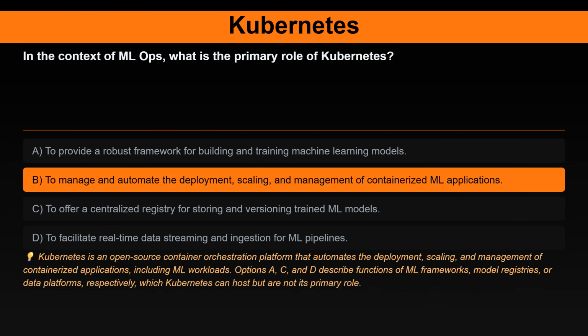The correct answer is to manage and automate the deployment, scaling, and management of containerized ML applications. Here's the explanation. Kubernetes is an open-source container orchestration platform that automates the deployment, scaling, and management of containerized applications, including ML workloads. Options A, C, and D describe functions of ML frameworks, model registries, or data platforms, respectively, which Kubernetes can host but are not its primary role.